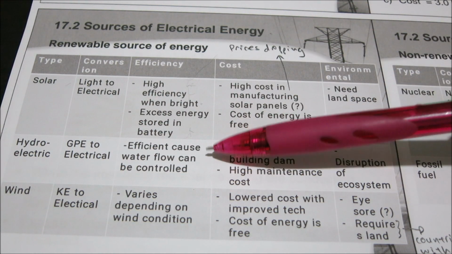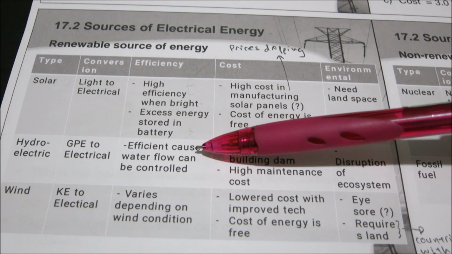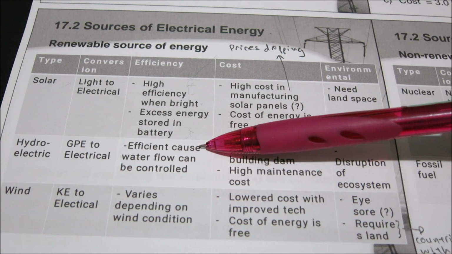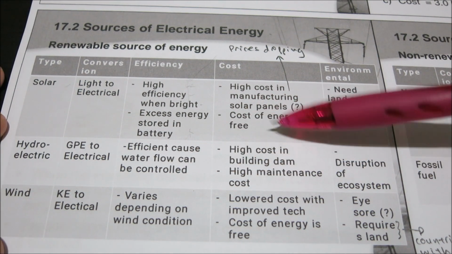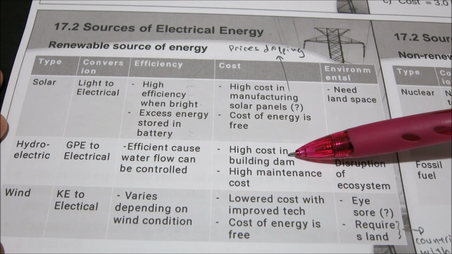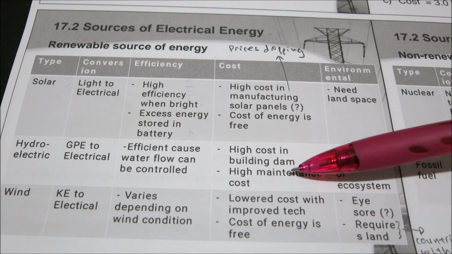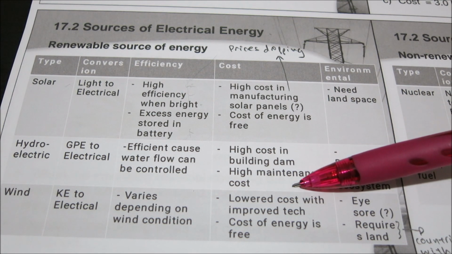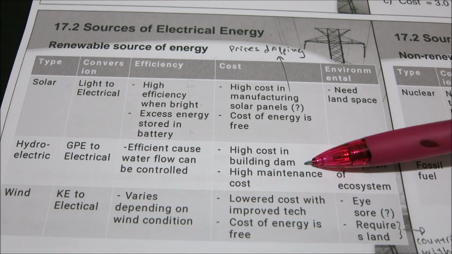Alright, hydroelectric electricity, it converts the GPE of water into electrical energy. Now, it's efficient because we can generate the electricity when we want to. We can release a valve, water can flow down, and then I can generate electricity. Now, the cost involved, there's quite a big cost in building dams. It's quite a big mega project, and also on top of that, you need a maintenance cost yearly that can be a lot.